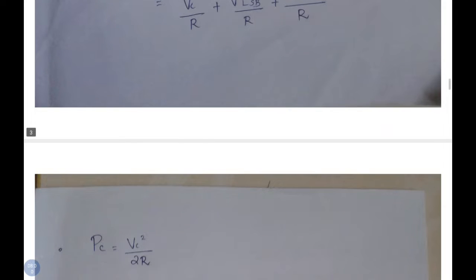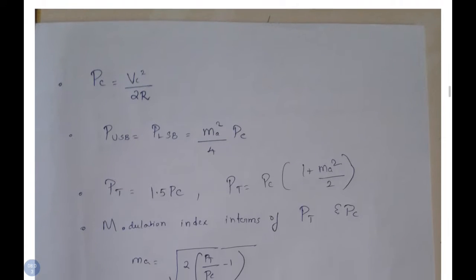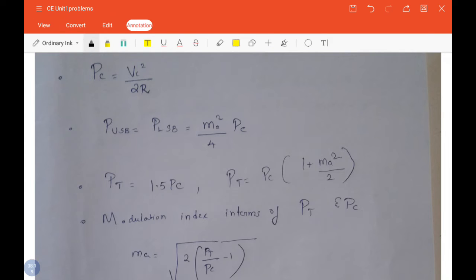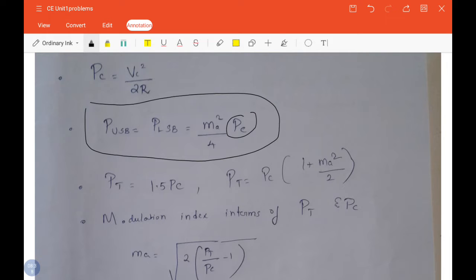And then continuing this, if you derive the equation and calculate, the carrier power formula is PC equal to carrier voltage square divided by 2R. PC equal to Vc square divided by 2R. And then another important thing is the power of the upper and lower sidebands. The upper sideband and lower sideband both have equal power, and equal voltage also. So their power equation is MA square by 4 into PC, that is PC into MA square by 4.